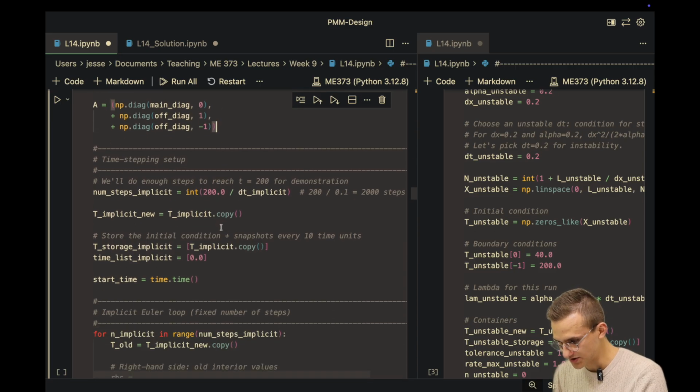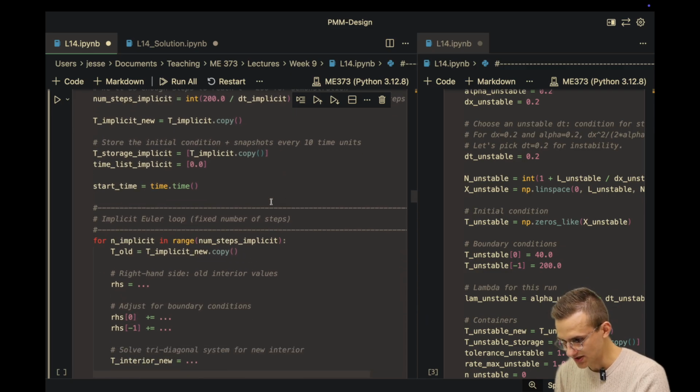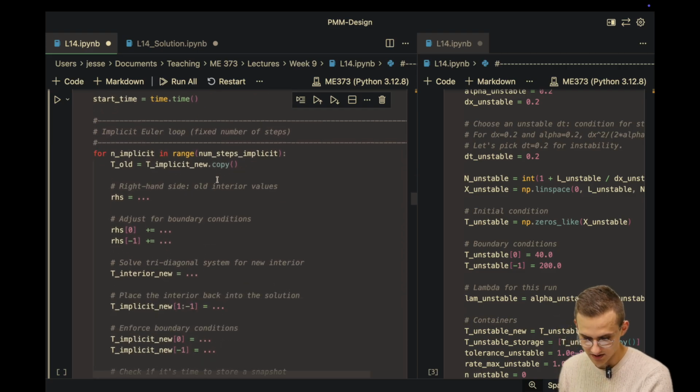Then we're going to do enough time steps to reach t equals 200 for the demonstration. It'll be fewer than 2,000 steps because we're trying to show how it's stable here. Then we're going to store the initial condition, and snapshots every 10 time units, just for plotting, stuff like that, right? And then we go ahead and get to the loop, right?